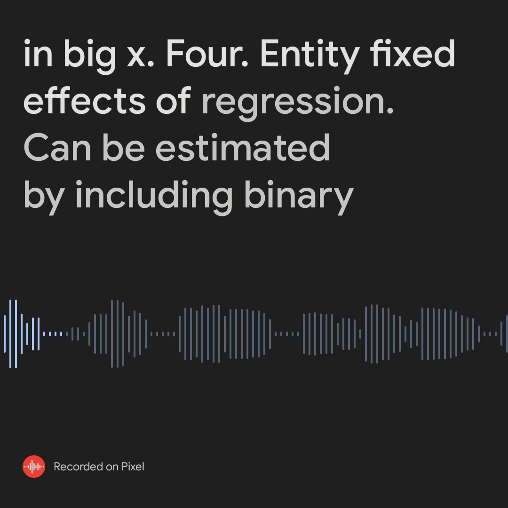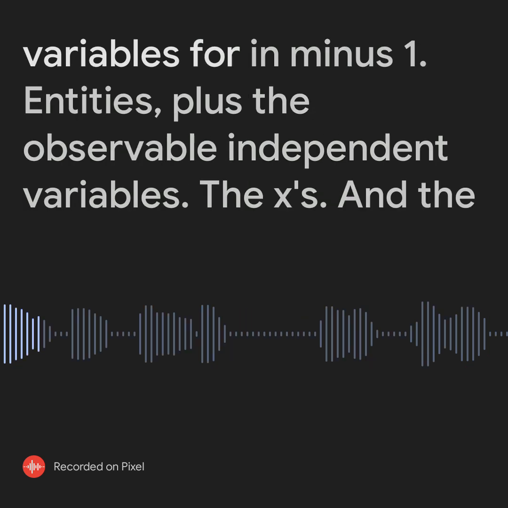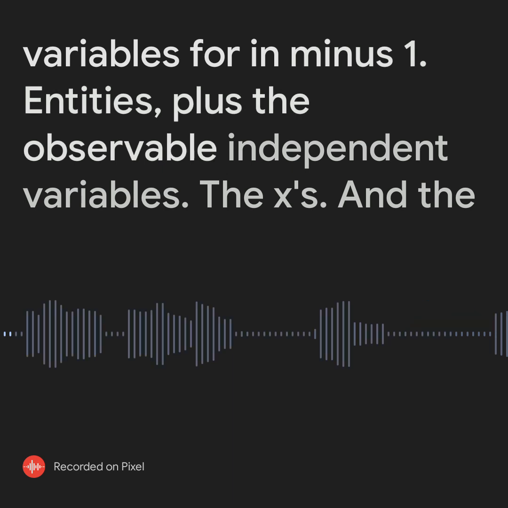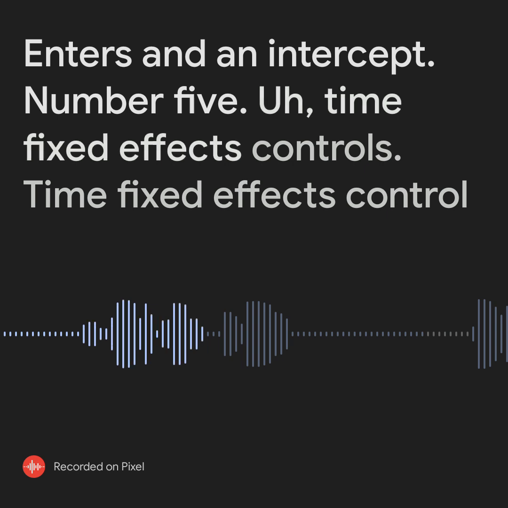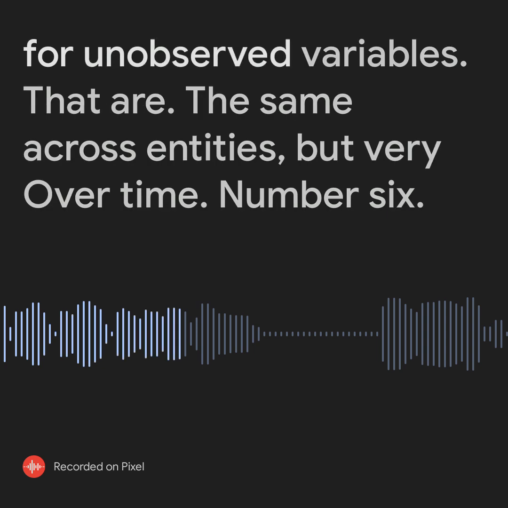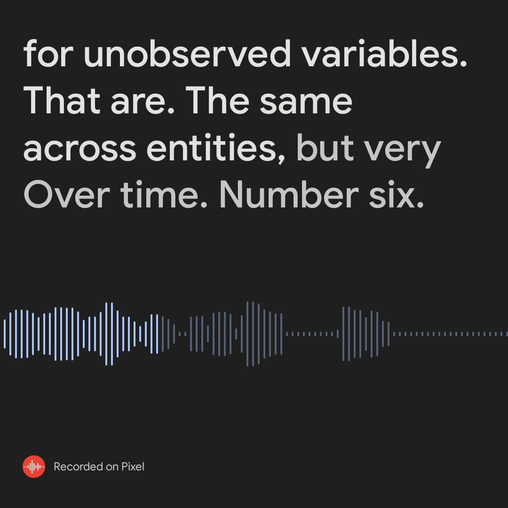4. Entity fixed effects regression can be estimated by including binary variables for n-1 entities plus the observable independent variables, the X's, and an intercept. 5. Time fixed effects control for unobserved variables that are the same across entities but vary over time.